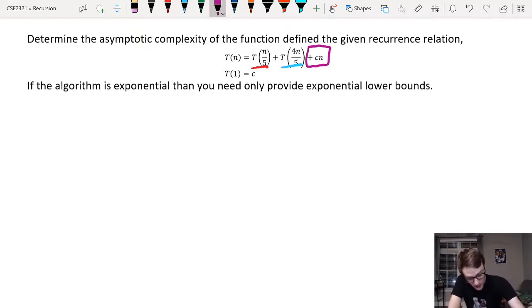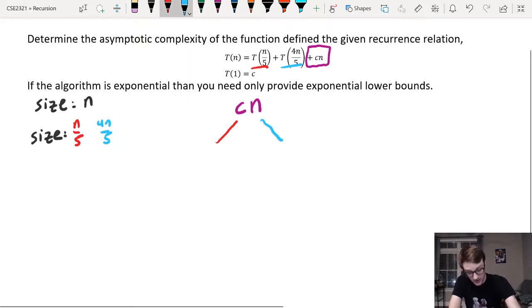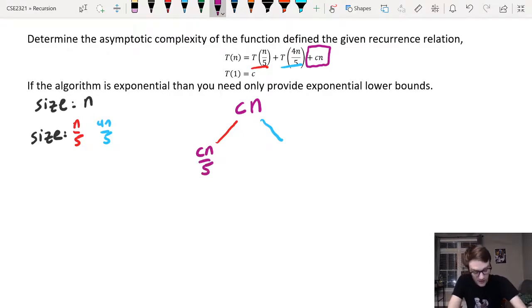So on the first level of the recursion tree, we have a cost of cn. It then splits into two problems. Let's keep note of the size over here. The size is n here. The size here, there's actually two of them, so this is a bit more awkward. We have a size of n over 5 and a size of 4n over 5. So the left cost here will be cn over 5, and the right cost will be 4cn over 5.